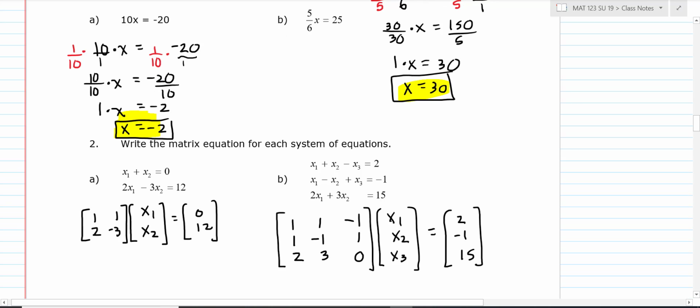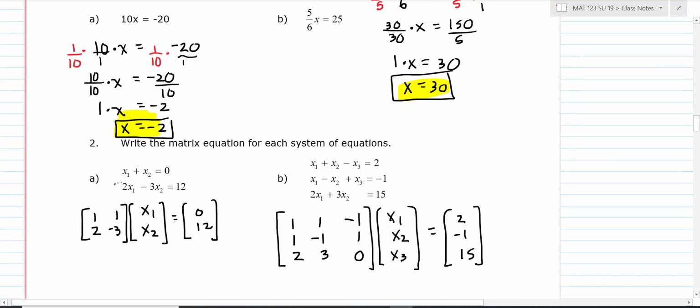Okay. All right. These two, straightforward. Coefficient matrix is 1, 1, 2, negative 3. Variable matrix is x1, x2, and it's got to be in that order. And then it's equal to 0, 12. Okay, this one goes like this. Coefficient matrix is 1, 1, negative 1, 1, negative 1, 1, 2, 3, 0. And then the variable matrix is x1, x2, x3, and then it's equal to those there.